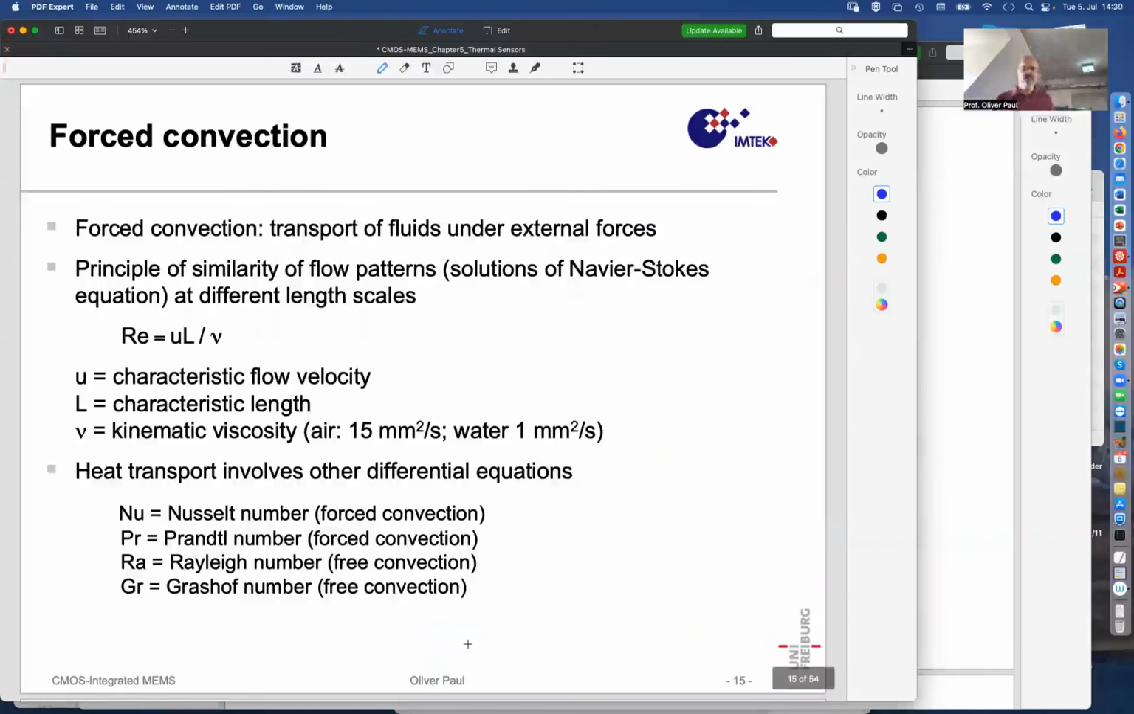Then let me talk about convection. Convection is the transport of fluids under external forces. That is an important thing also in some sensors. Let's think about thermal flow sensors, where a mass flow to be measured goes over a surface and removes some heat. This is a principle that is well known in sensing.